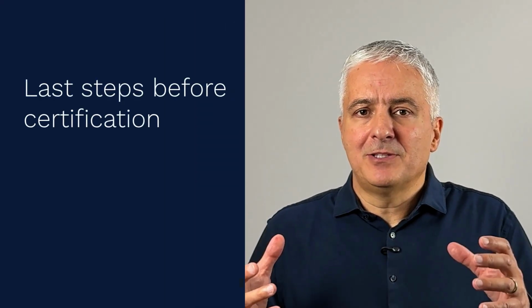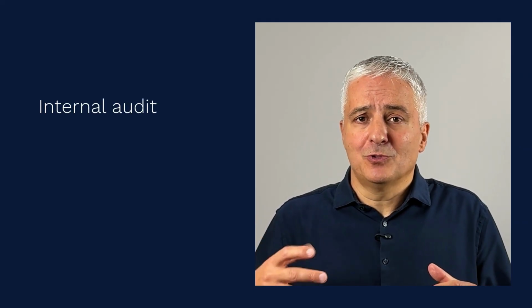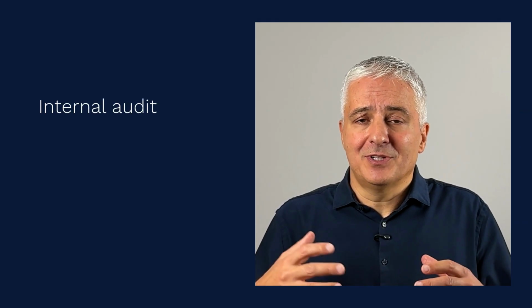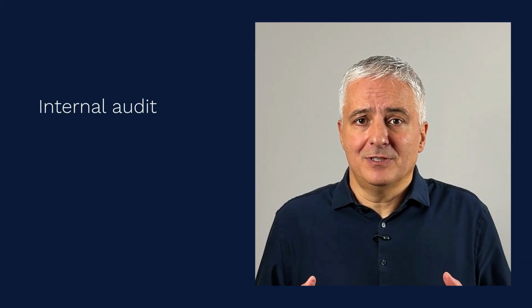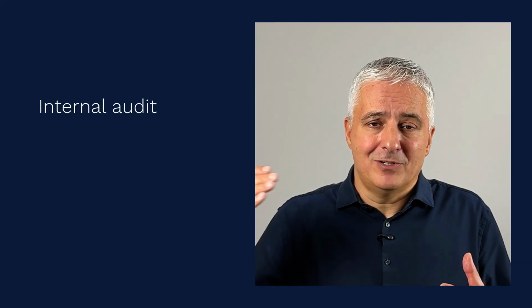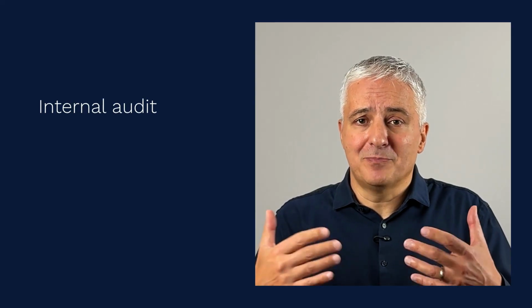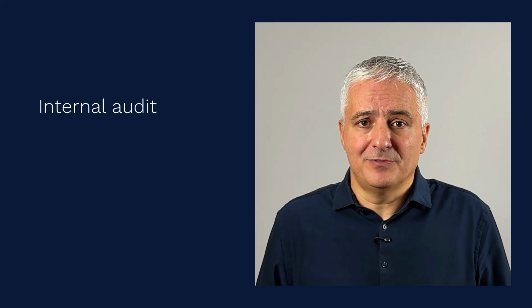So let me explain what the last steps are that need to be done during the implementation projects, that are required by the standard, but that can also help you resolve some of the problems that I mentioned. One of the last steps is the internal audit, which means that someone has to check internally if all the employees are complying with everything that they should be doing. So if this internal audit is done properly, then you will uncover most of the problems that I mentioned, and this is how you actually prevent things going wrong at the certification audit.